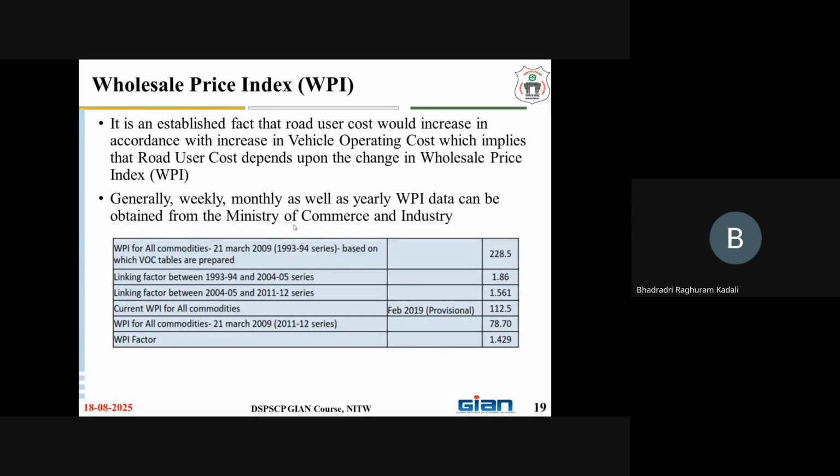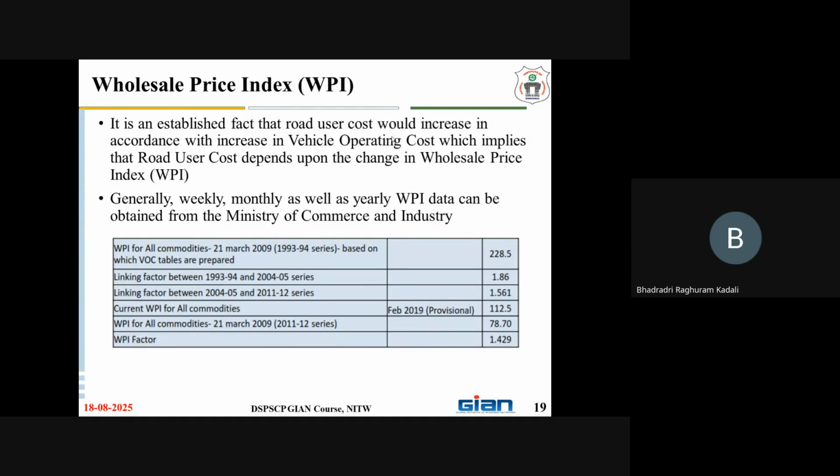Generally, the road user cost would increase in accordance with the increase in the vehicle operating cost. That may impact the total wholesale price index value. So that's the reason the wholesale price index value is to be multiplied with respect to the total change of vehicle operating cost, because the vehicle operating cost may also impact the different goods we are dispatching from different origins to different destinations generally.